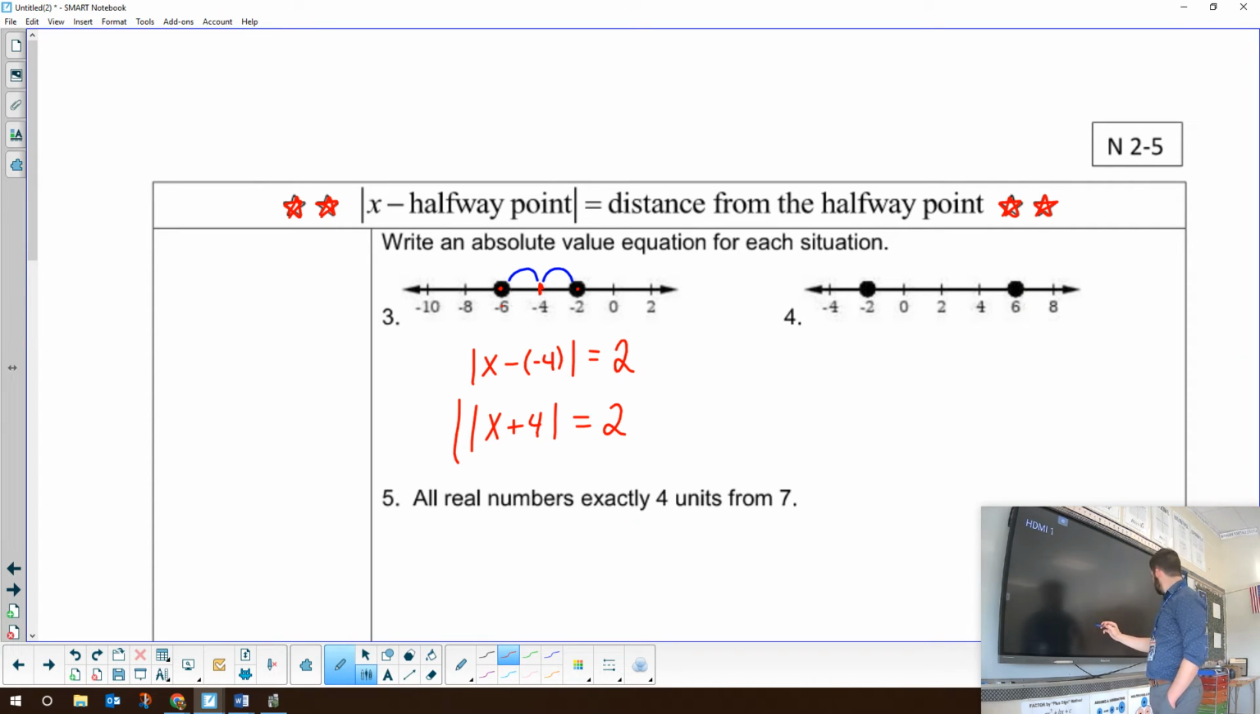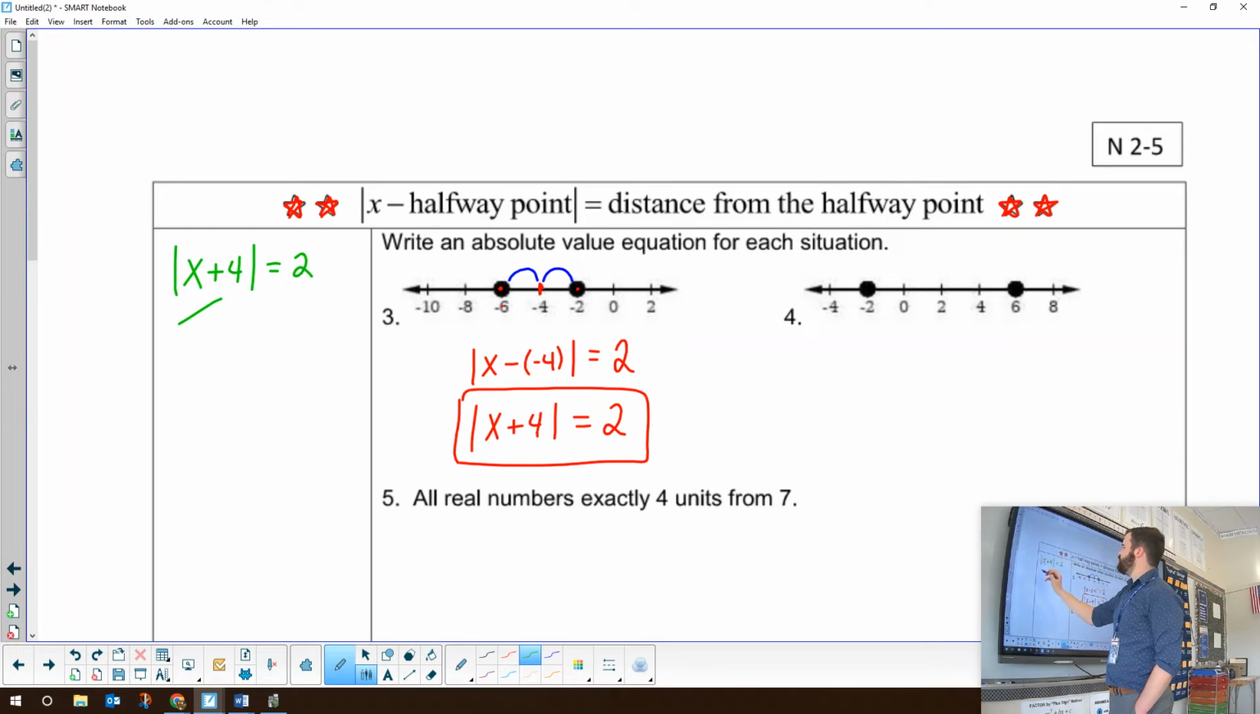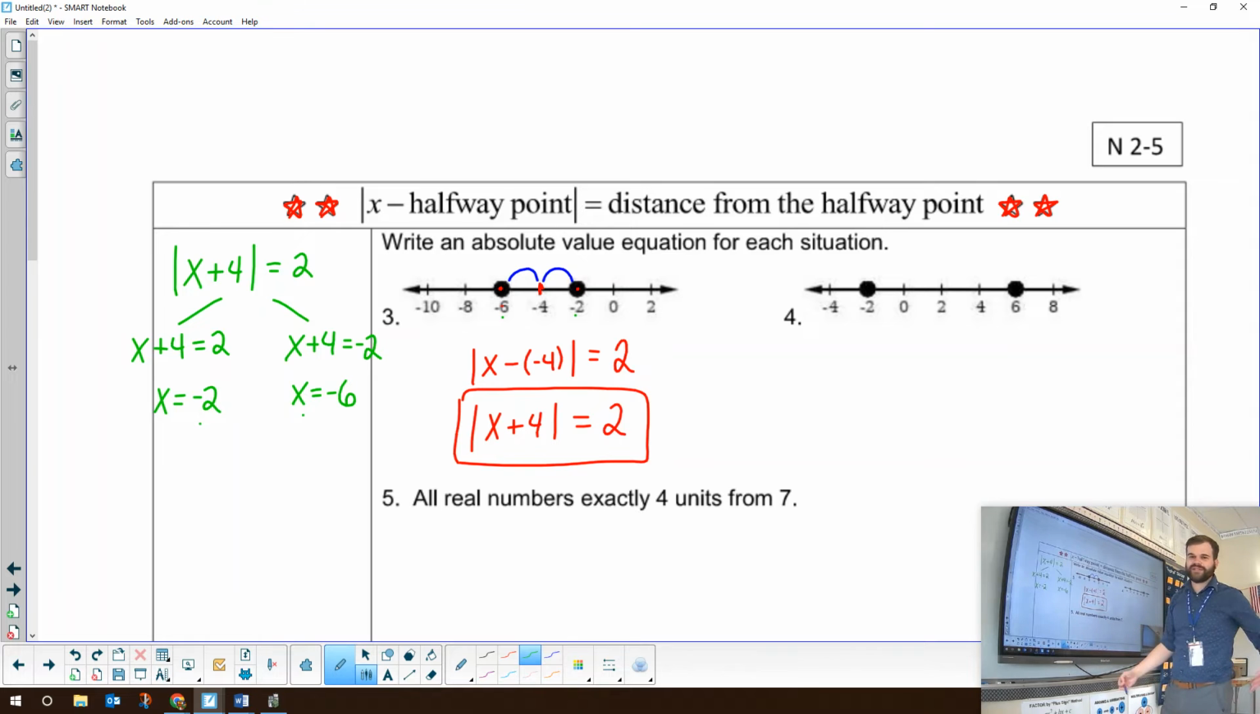Now, that is my answer here, okay? We have x plus 4 equals 2. But let's go ahead and check and make sure that that works. So if I have this equation, the absolute value of x plus 4 equals 2, remember, to solve an absolute value, we split it in half. We're going to have x plus 4 equals positive 2 and x plus 4 equals negative 2. If I minus 4 to both sides here, we get x equals negative 2. If I minus 4 to both sides here, we get x equals negative 6. Those are my two answers. Hey, look, those are the same answers that we started off with.